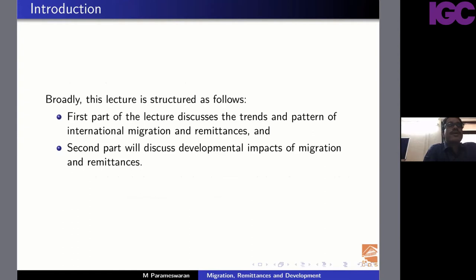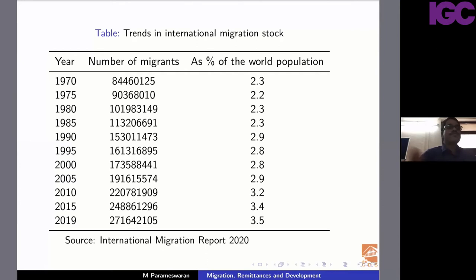These are the trends in international migration from 1970 onwards, in five-year intervals. And this is the stock. The original source of this data is the UN Population Division. I collected it from the International Migration Report 2020. If you want, you can also download it from the original sources, where it is available in an Excel sheet. This is the stock of international migrants.